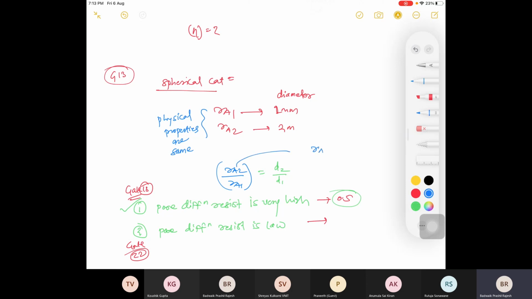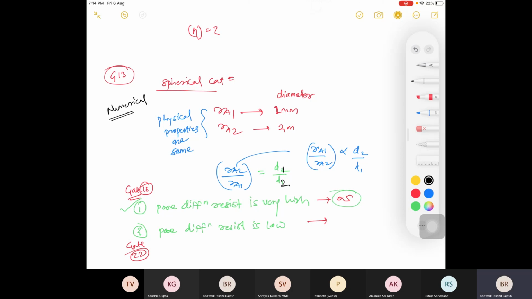They may ask you about RA1 by RA2, so it will be D2 upon D1. And here it has been asked for RA2 by RA1, so it will be D1 by D2. So based on that only your answer will be there. Otherwise, suppose you make a mistake and it has been asked to calculate RA1 by RA2 and you are calculating RA2 by RA1, that may be a problem. And that was a numerical answer type. You need to type 0.5 as it is.